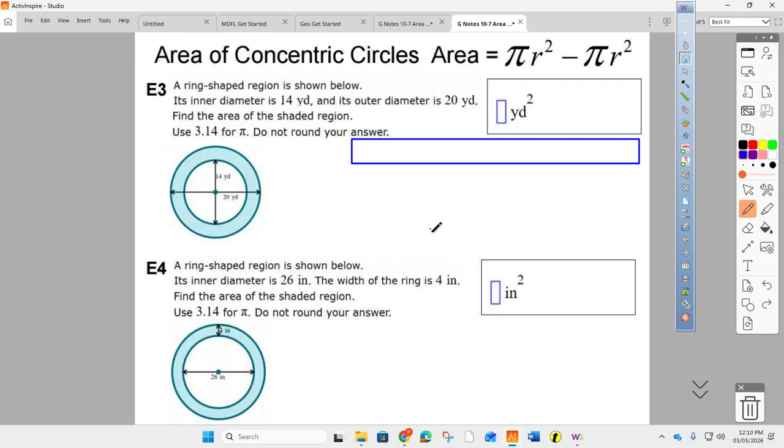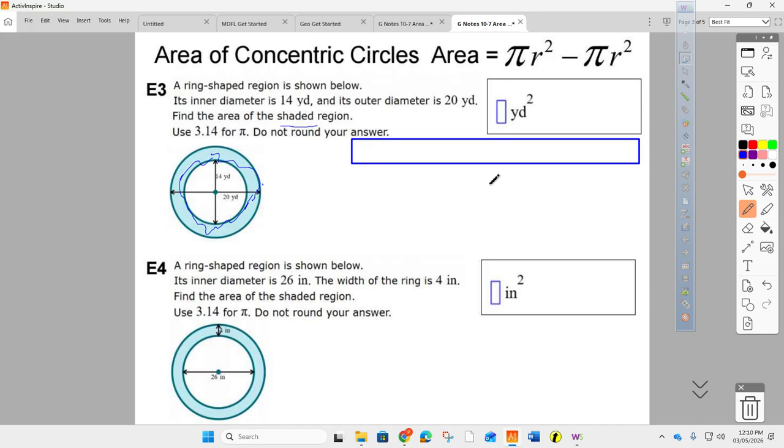So the area of concentric circles. So a circle inside a circle. A ring-shaped region is shown below. So the ring-shaped region is this part they have colored in here, the shaded region. Its inner diameter, so basically the circle that's made from the inner part of the ring, has a diameter of 14 yards. Its outer diameter has a diameter of 20 yards. They ask us to find the area of the ring-shaped region or the shaded region here.